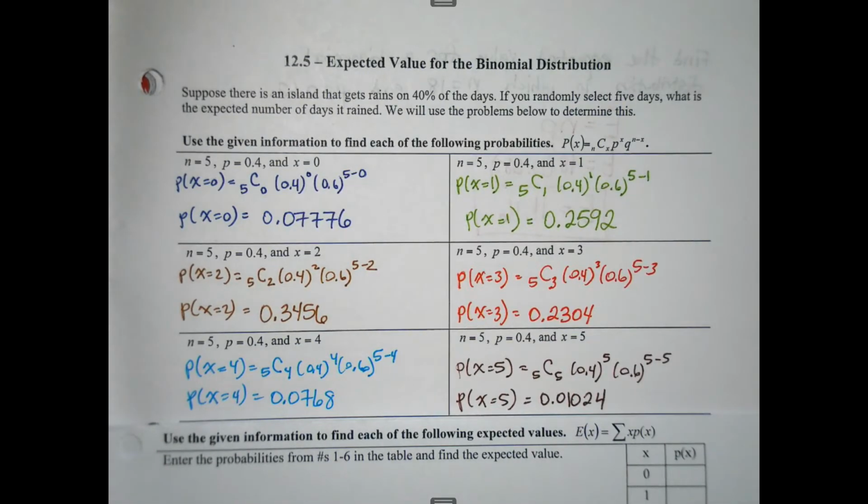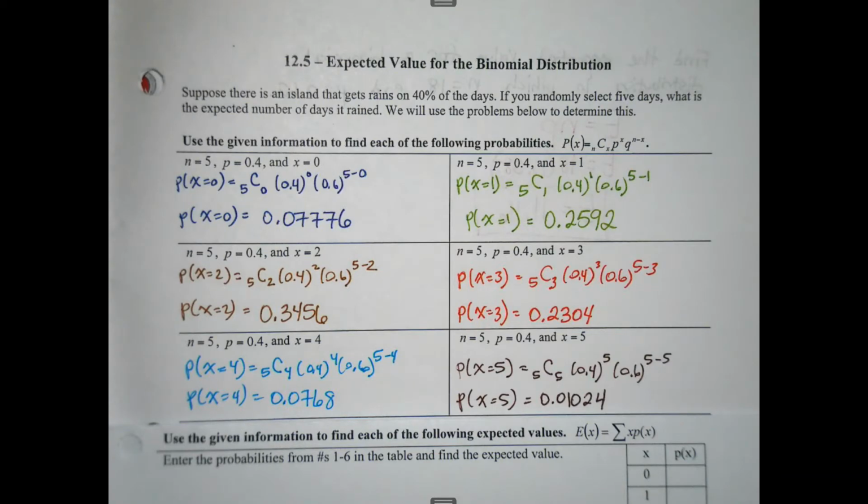When we look at the expected value for the binomial distribution, there's not much difference that is taking place. We are going to look at an example here. Suppose there is an island that gets rain on 40% of the days. If you randomly select 5 days, what is the expected number of days it rained? We will use the problems below to determine this.